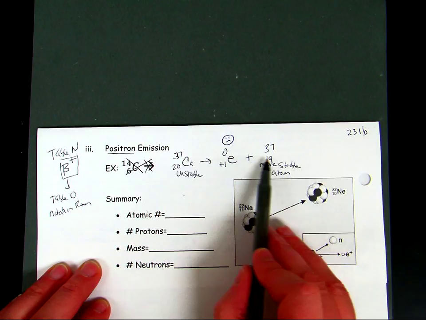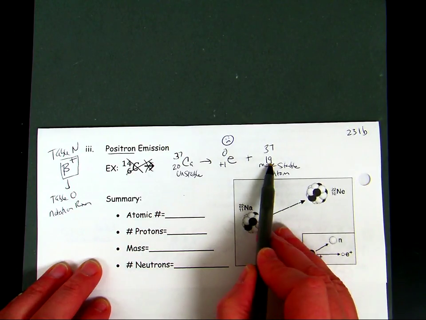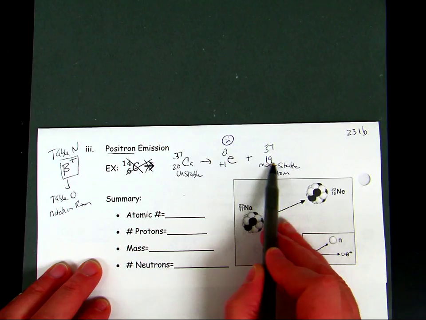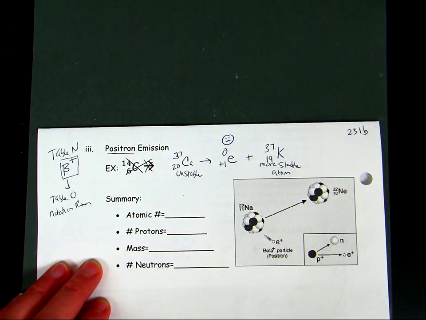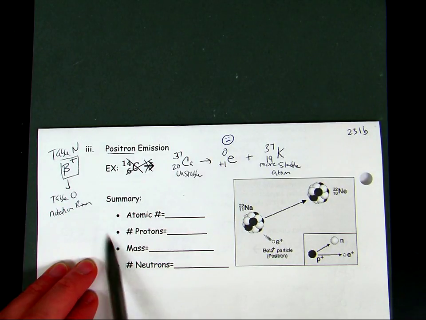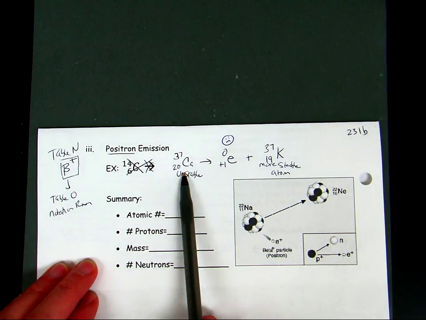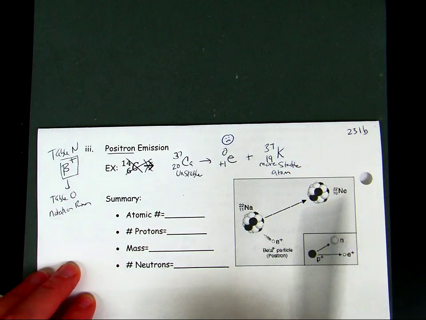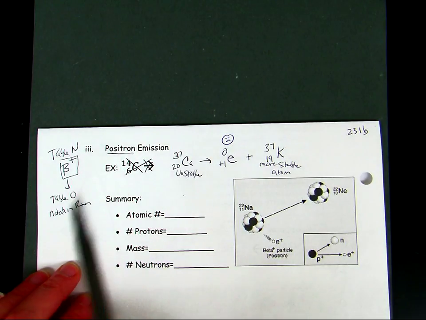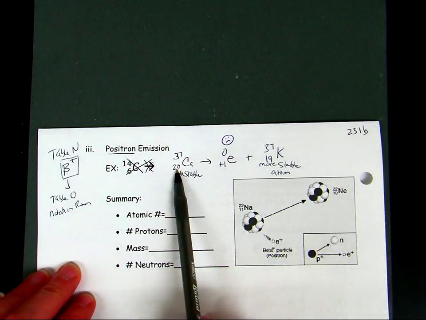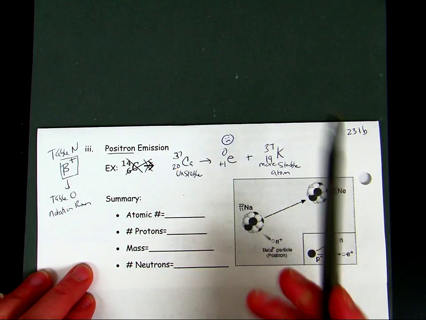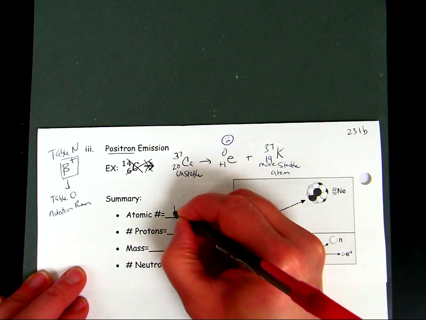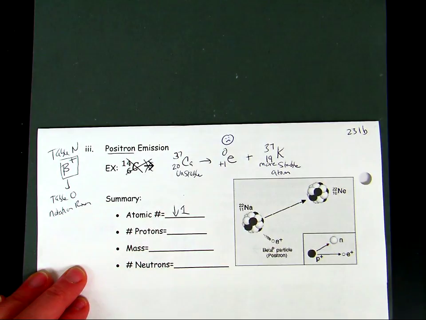So we see that the atomic number has changed, so that means we need a new symbol. So when you look on your PT, a nucleus with 19 protons is given the symbol K for potassium. Let's take a look at the summary of what happens from the unstable to the more stable atom that is formed during every positron emission. So we start off with an atomic number of 20 and we end with an atomic number of 19. So in every positron emission, the atomic number decreases by 1.